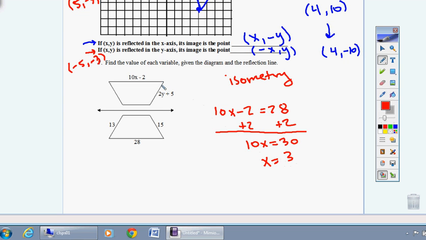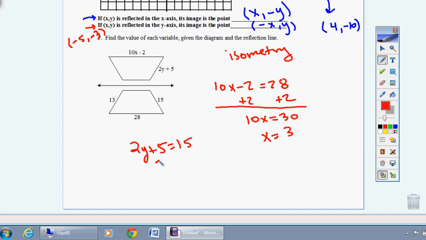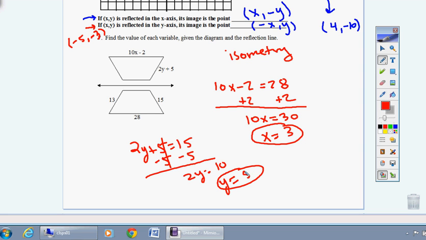Now if I want to solve for y, I have to think to myself, okay, what side, when I reflect it, where does this side end up right here? Well, if I reflect this shape over the reflection line, isn't this side going to end up right here? So if I'm solving for y, I would do 2y plus 5 is equal to 15, and then I would go ahead and solve for y. So subtract 5 from both sides, and we get 2y is equal to 10, so y is equal to 5. Alright, so we have x equals 3 and y is equal to 5.